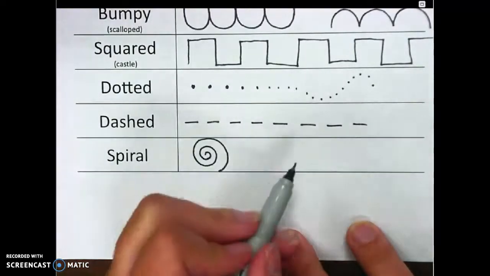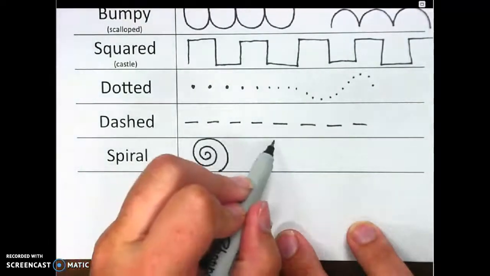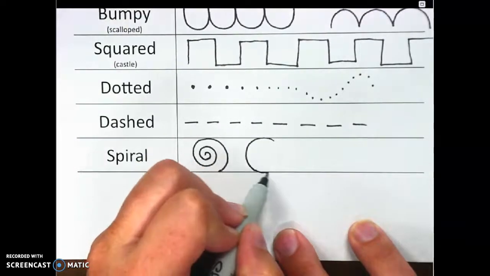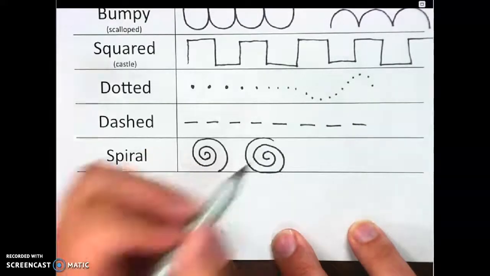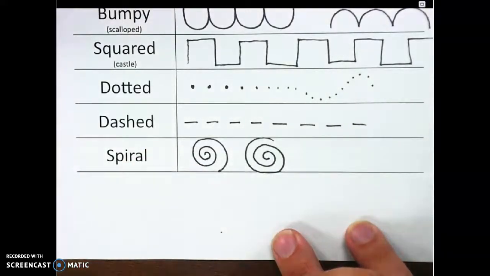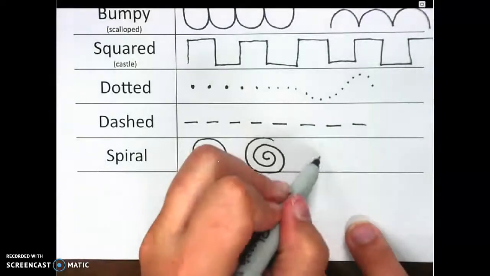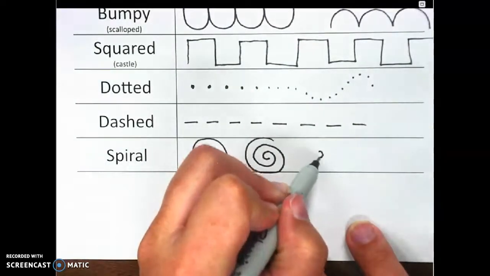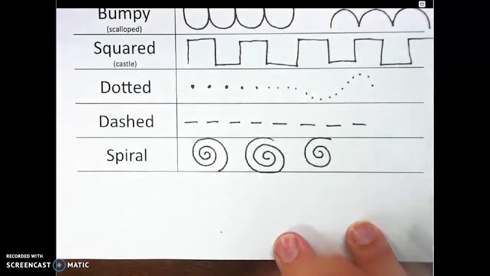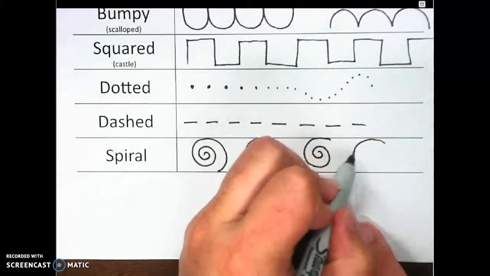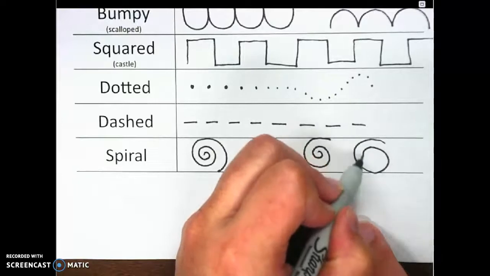Or you can start from the outside and curl your line in. It depends what's easier for you. Let's try it one more time. From the inside, curling outward, or from the outside, curling in.